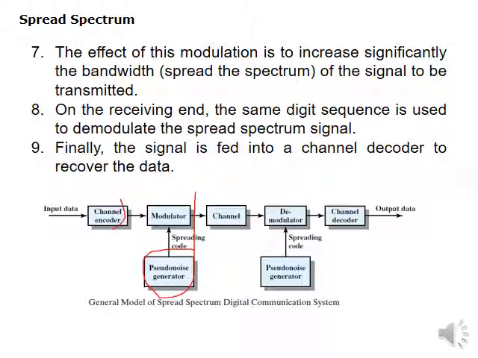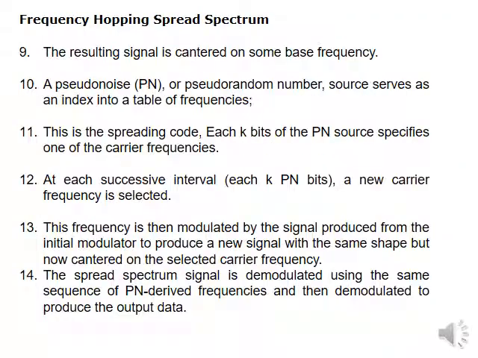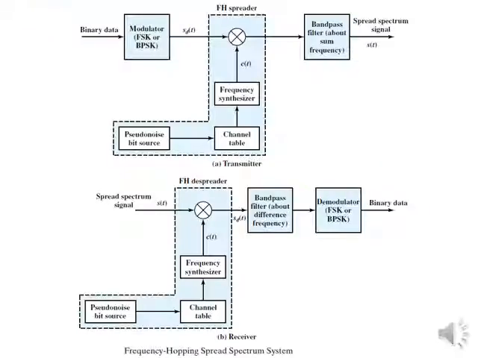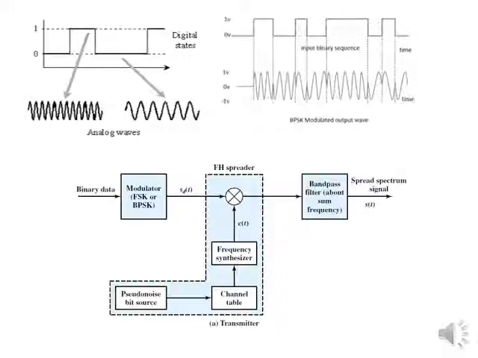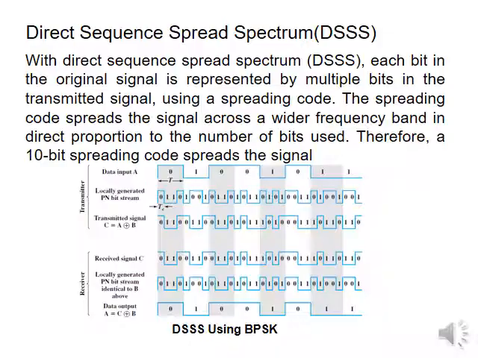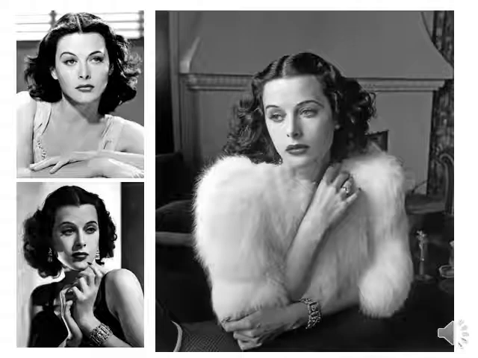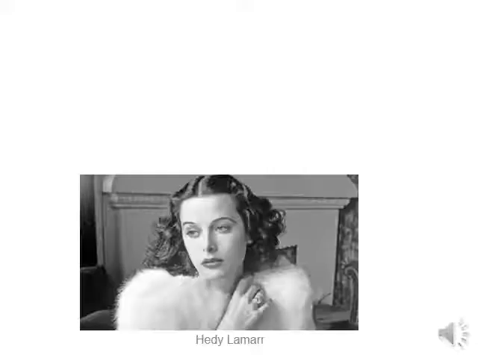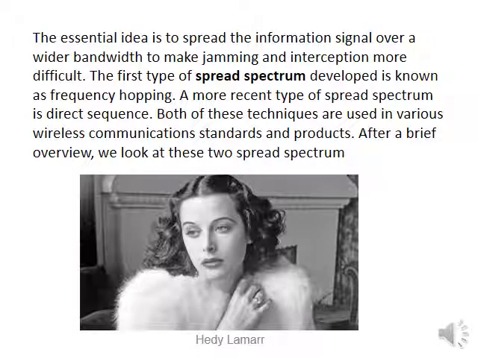And what is the encoder? In World War, I don't know if it was first or second, the frequency hopping spread spectrum was designed by an actress and mathematician, Hedy Lamarr.